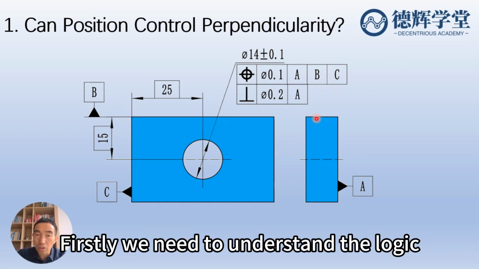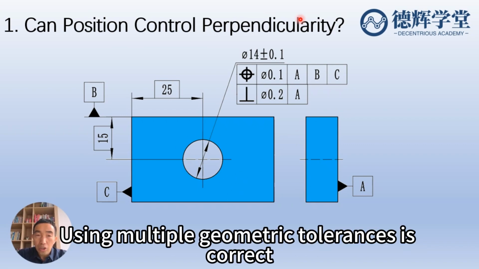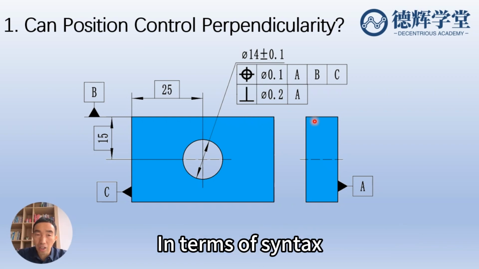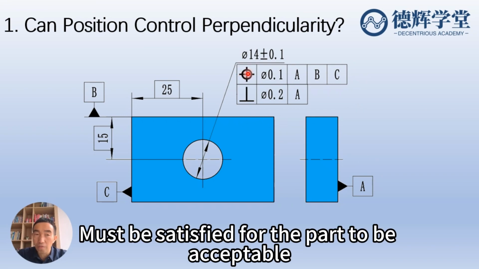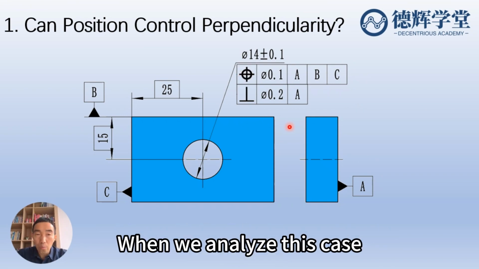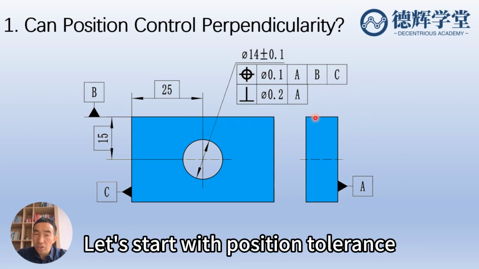Firstly, we need to understand the logic. For this feature, using multiple geometrical tolerances is correct in terms of syntax. For the supplier, all tolerances must be satisfied for the part to be acceptable. When we analyze this case, we also need to go through it line by line. Let's start with position tolerance.